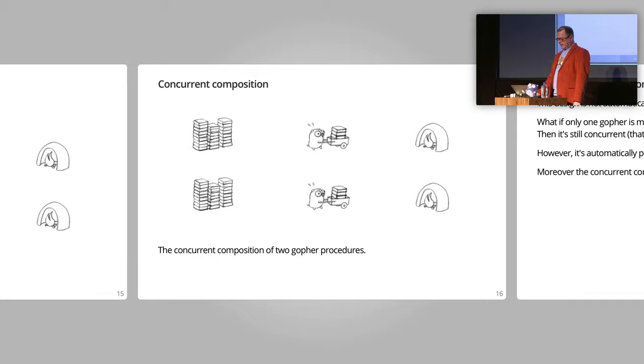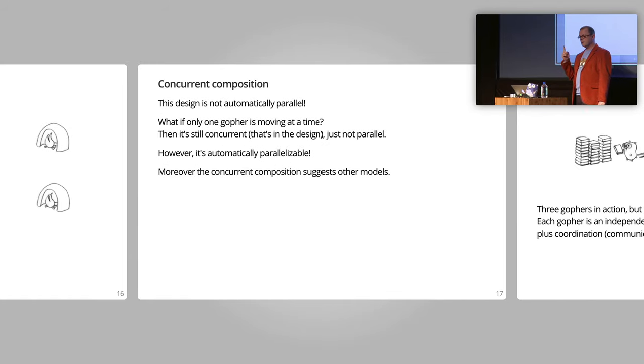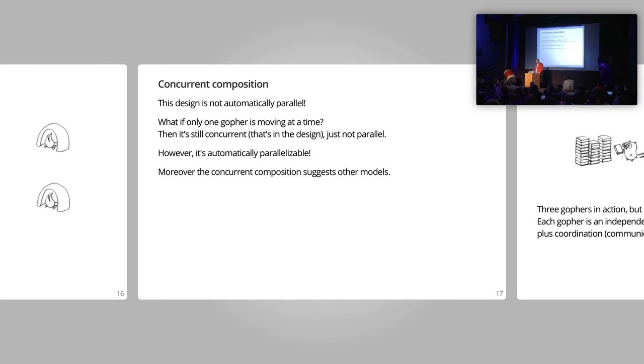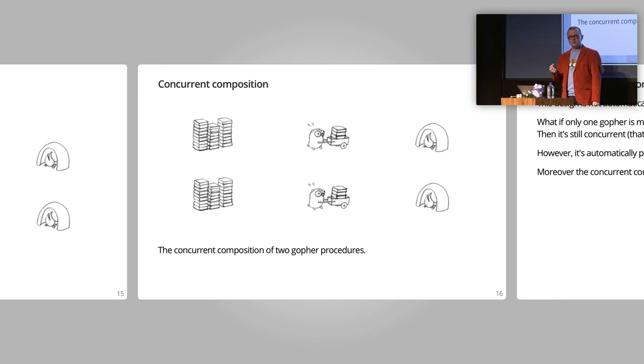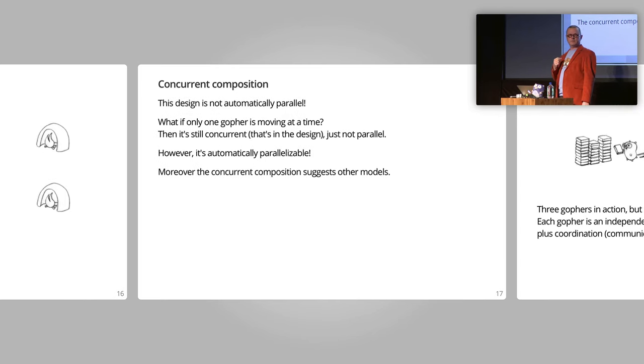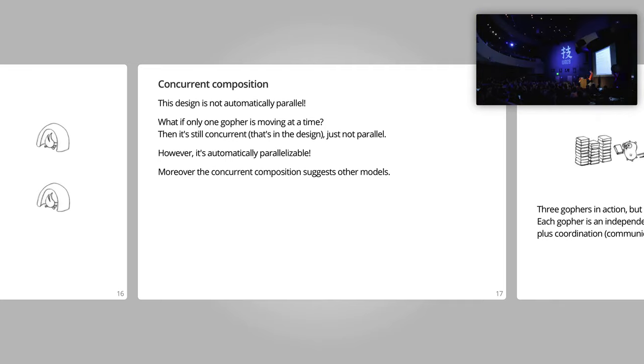Now, this design is not automatically parallel. Because, sure, there's two gophers, but who says they both have to work at the same time? I could say that only one gopher is allowed to move at once, which would be like having a single core computer. And the design is still concurrent and correct and nice, but it's not intrinsically parallel unless I can make both those gophers move at once. That's when the parallelism comes in, having two things executing simultaneously, not just having two things. Okay? That's a really important model.